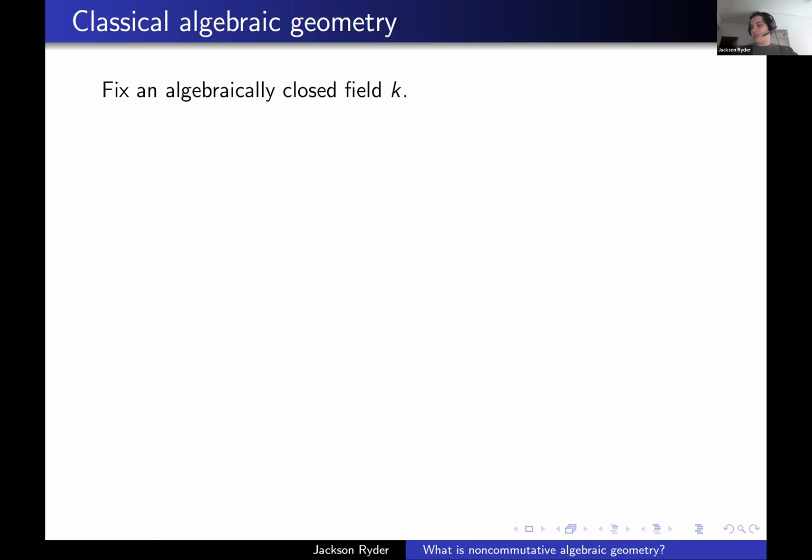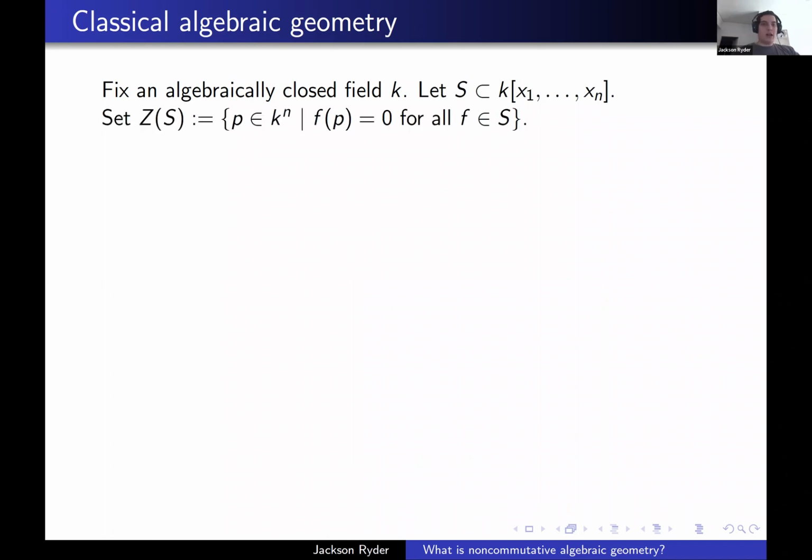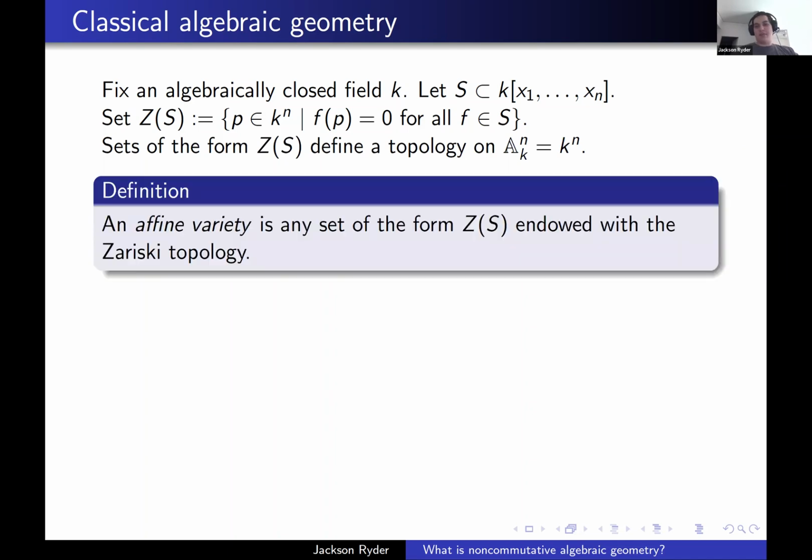Talking about where algebraic geometry began. Originally we were interested in looking at solutions to sets of polynomials. So we're going to start by fixing an algebraically closed field k and taking some set of polynomials in n variables. With this set, we define the zero locus to be all the points in k^n which, when evaluated at all these polynomials, give zero. So just the common zeros of these polynomials. Sets of this form, zero loci of polynomials, define a topology on affine n-space, which is just k^n, where these sets are the closed sets.